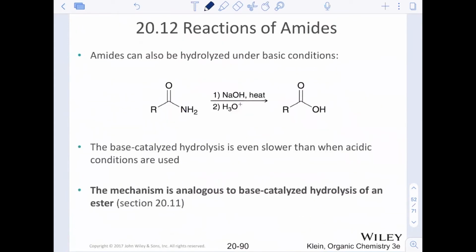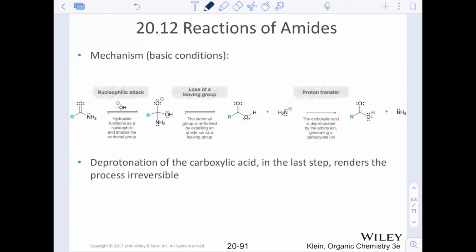Amides can also be hydrolyzed under basic conditions. Base catalyzed is even slower than the acid conditions. It's the exact same mechanism as our base catalyzed hydrolysis of an ester to make a carboxylic acid. So you'll see that H3O+ workup is necessary to put the proton back because we will make the carboxylate ion. Let's take a look at it. So hydroxide comes in and attacks the carbon of the carbonyl, and then oxygen will kick out the nitrogen.